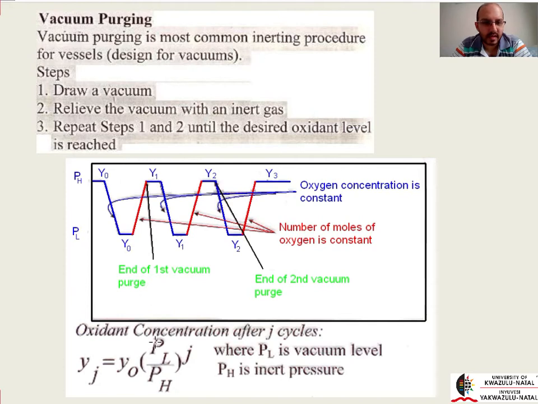Okay, and we can actually calculate the concentration in terms of vapor mole fraction after so many purge cycles. Okay, so if that is your vapor mole fraction for any cycle, that's equal to your vapor mole fraction of your gas initially multiplied by the ratio of your vacuum pressure to your actual pressure, exponent J.